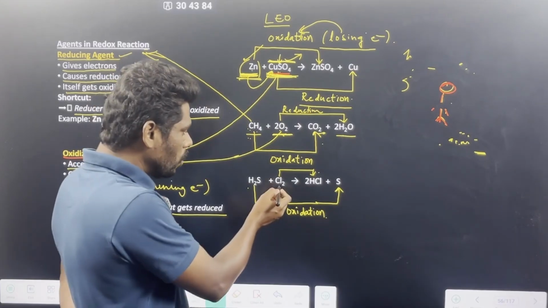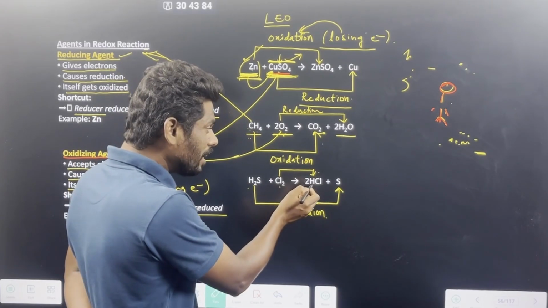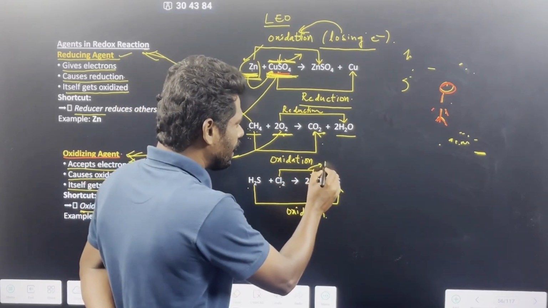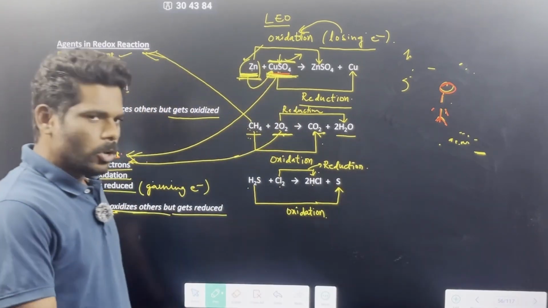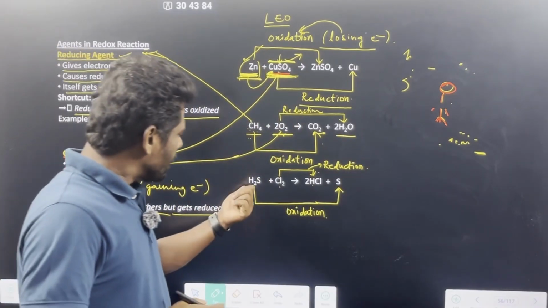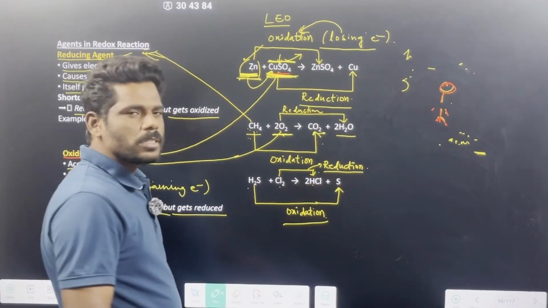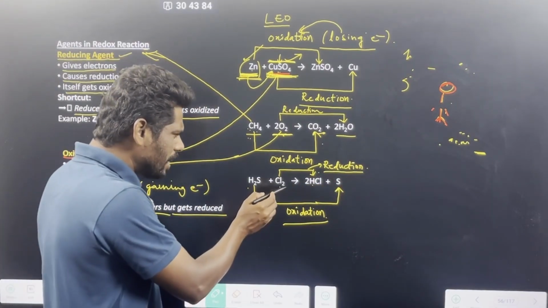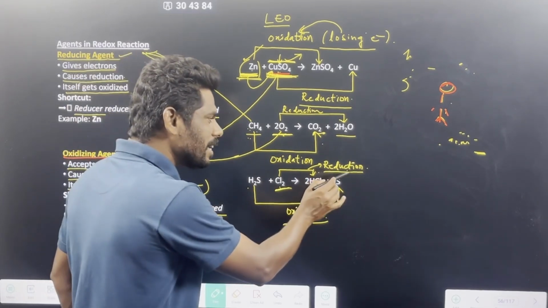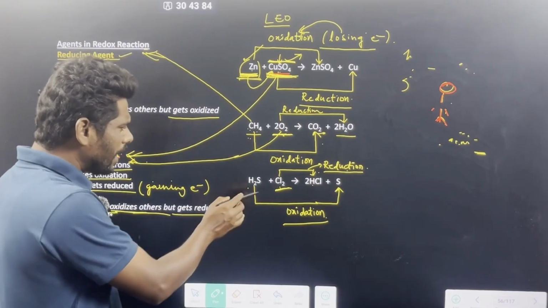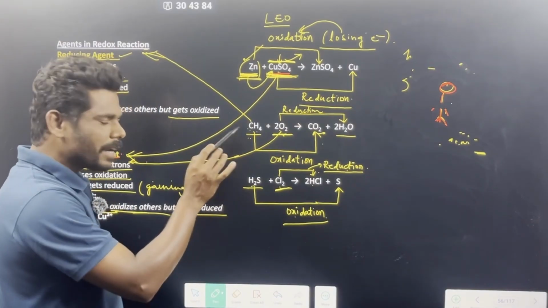Oxidation. Look, chlorine here, by the time reaching the product side, it has gained the hydrogen. That means it has undergone reduction. So in this redox reaction, H2S undergoes oxidation, chlorine undergoes reduction. Since chlorine is undergoing reduction, it must be the oxidizing agent. H2S is undergoing oxidation, that's why it must be the reducing agent.